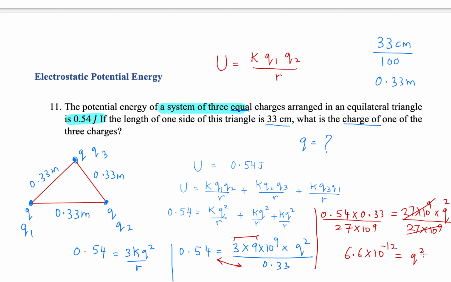Now we want to get Q, so we'll take the square root on both sides. The square root of this number will give me the value for Q as 2.57. On the calculator I get 2.569. I'll round it off: 2.57 times 10 to the power of negative 6 Coulomb.